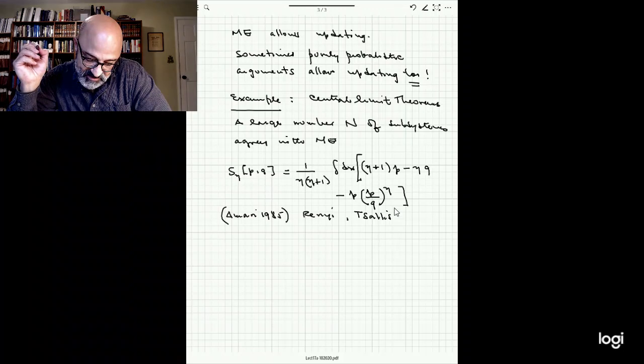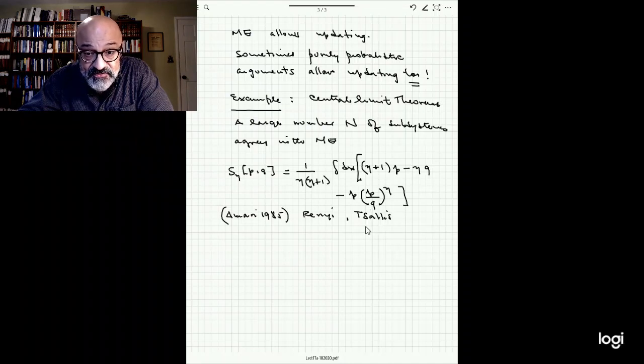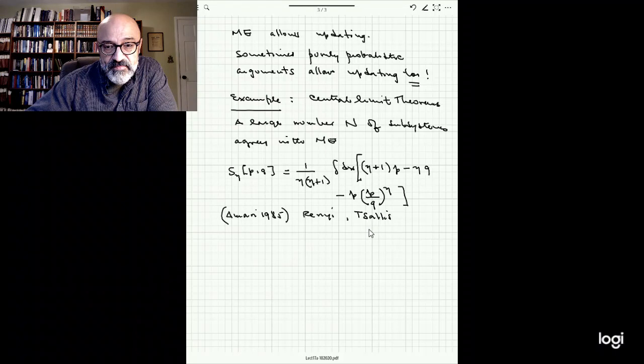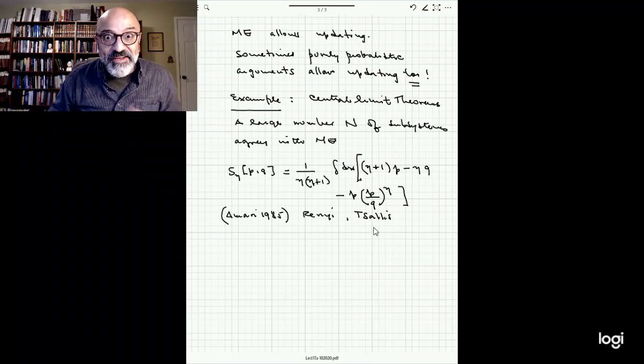Tsallis is an interesting guy. He's a physicist, and he's come up with forms of the entropy that look like this too. It's very, very popular. People discuss those very much. Tsallis is a little bit like me. I think he's originally Greek. Then for a while he was Argentinian. And now he's Brazilian. He's been in Brazil for many years. So a little bit of a nomad like myself.